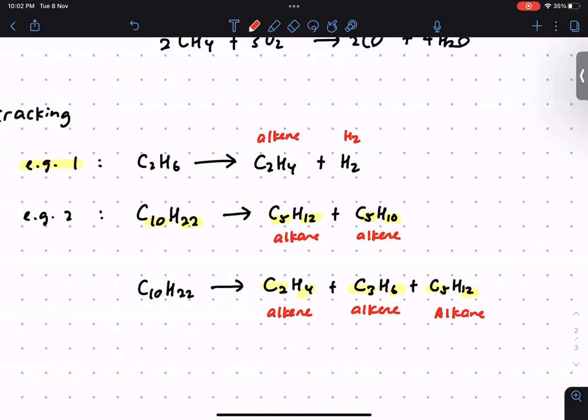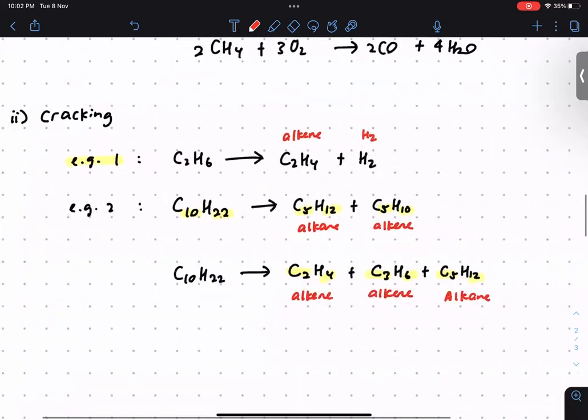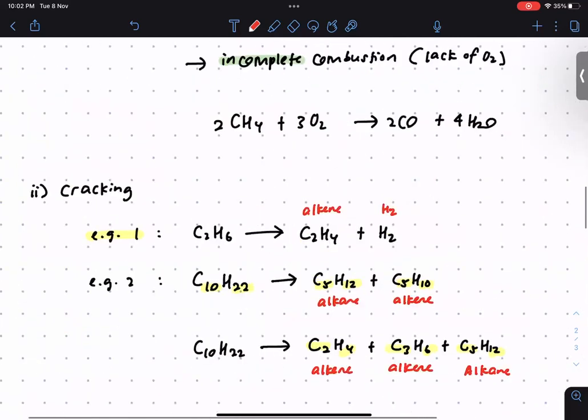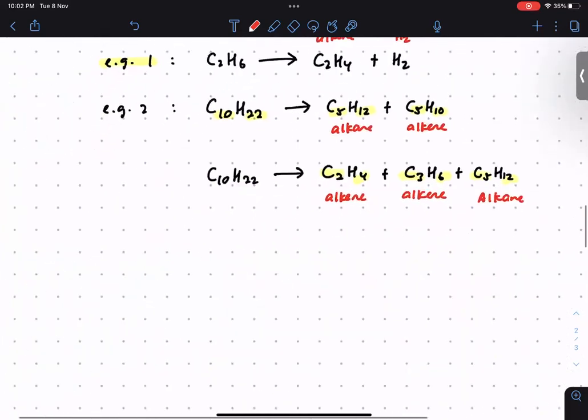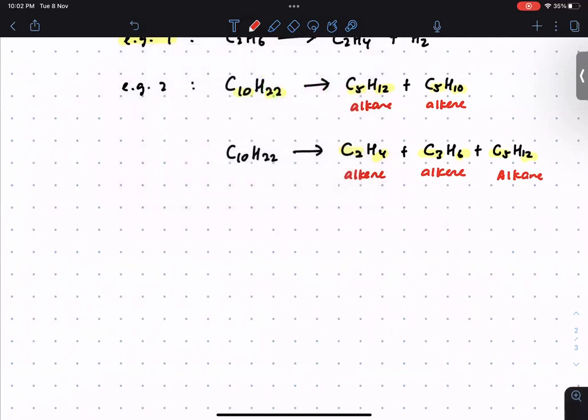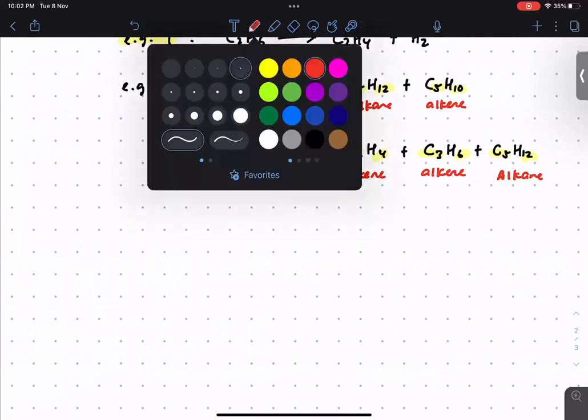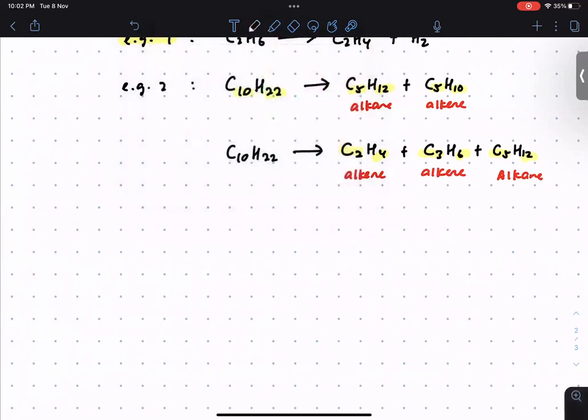All right, and of course, one more reaction of alkane, which is technically the famous one, will be the substitution reaction. And this is quite famous because they always ask this in SPM.